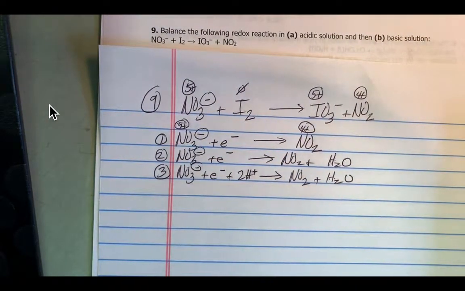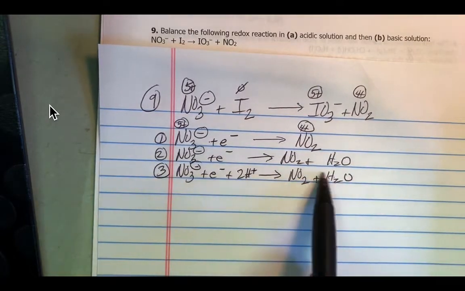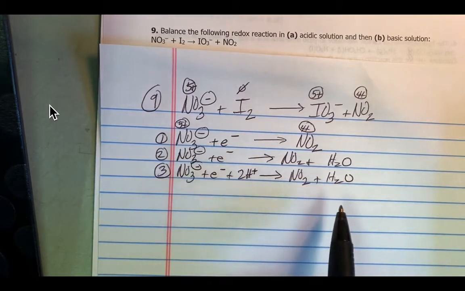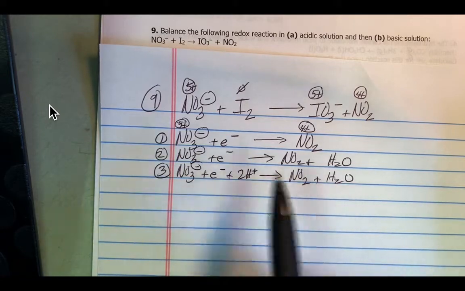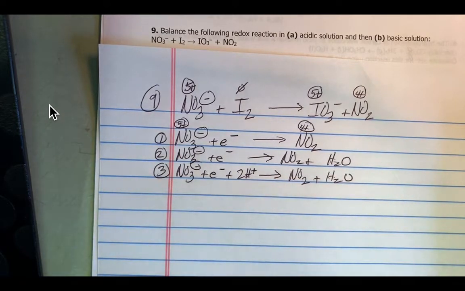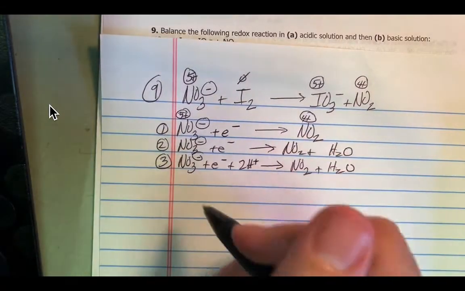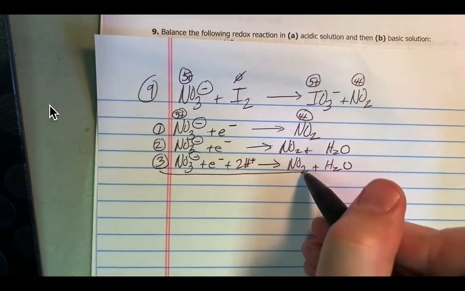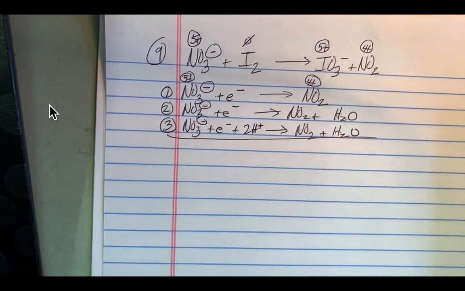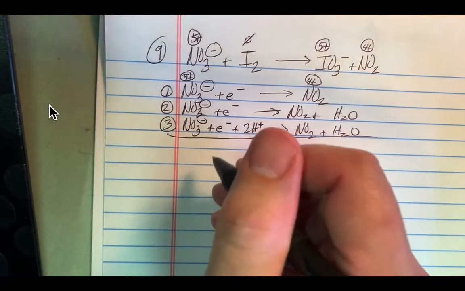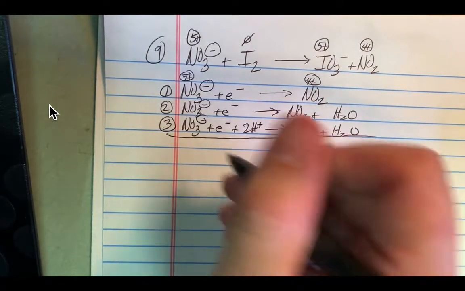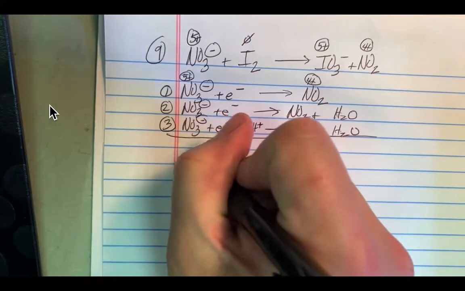Okay, and now if you go through and do all the counting, they have the same charge, no net charge on either side, same number of oxygen atoms on either side of the arrow, and same number of hydrogen atoms, same number of nitrogens. So we'll hold on to this one. We'll use it here later, but we've balanced the first half reaction in acidic solution. Now let's start on the second one.